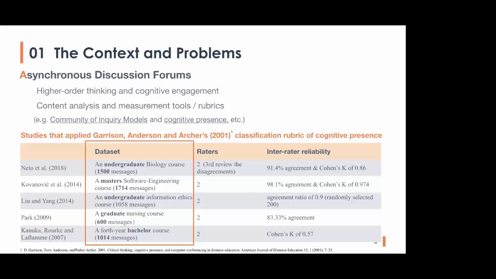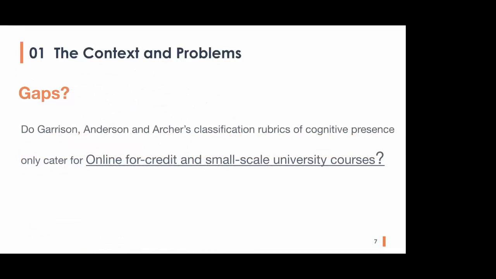There are also promising studies that develop automated classifiers to analyze cognitive presence levels based on the above manually classified datasets. However, look at the datasets and context in the second column. We can see that all of them focus on small-scale, full-credit university courses. So here come the gaps. Does Garrison, Anderson, and Archer's classification rubric of cognitive presence only cater for online full-credit and small-scale university courses?